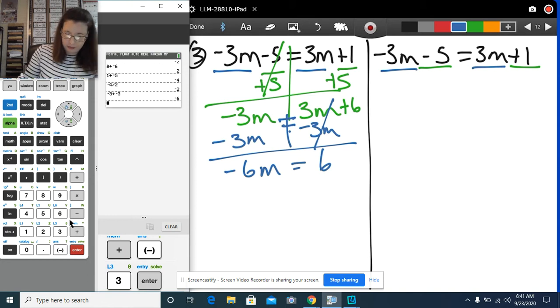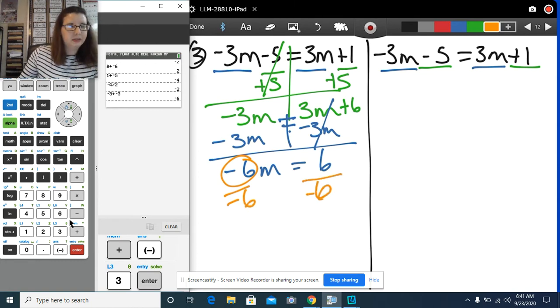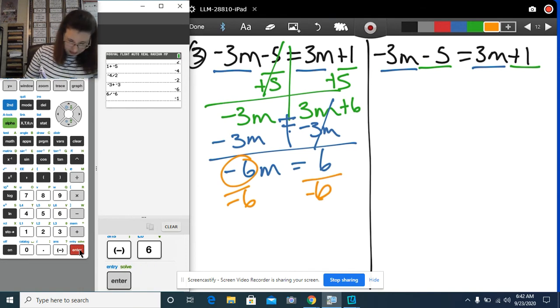So I'm going to divide by this negative 6. Divide 6 by negative 6. So 6 divided by negative 6 gives me m is equal to negative 1.